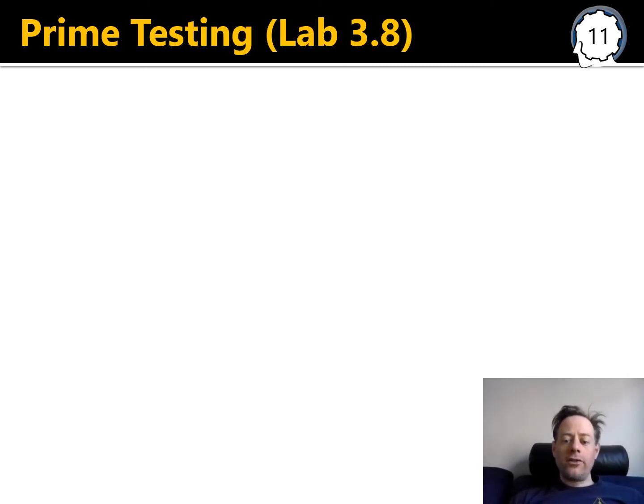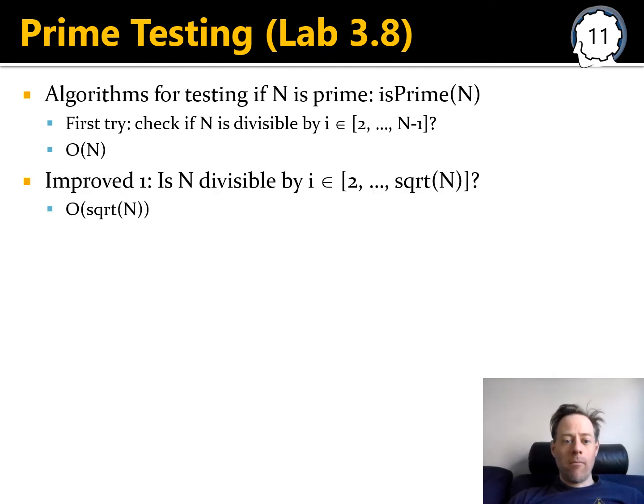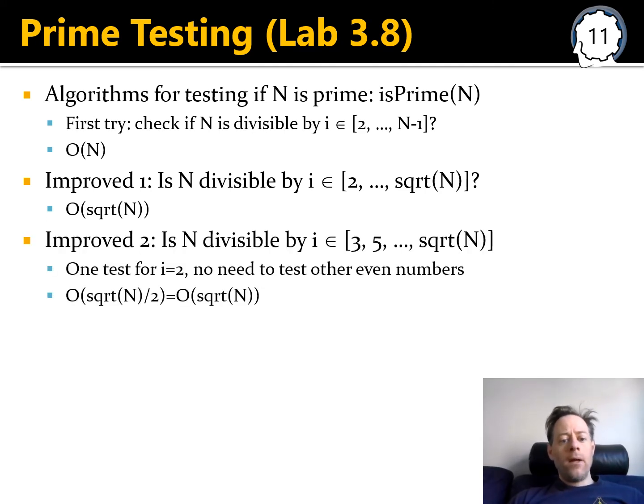So the first thing we want to do is to test if a number is prime. And the brute force approach would of course be to check if it's divisible by any number in this range. We can do even better. Of course, we only need to check up to the square root of n, because the square root of n times the square root of n is n. So there's no point in checking any larger number. So now we can get the complexity down to order square root of n.